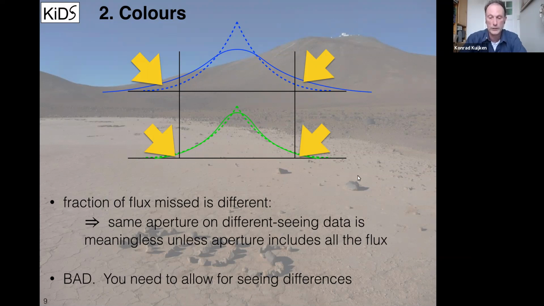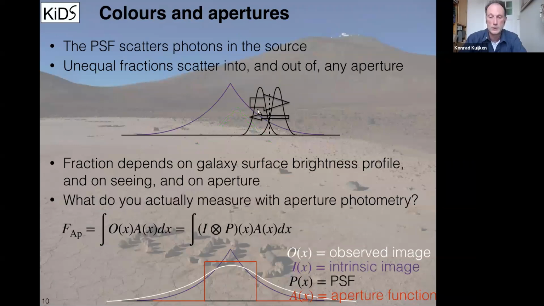So you need to do better. You need to allow for these seeing differences. And the reason is, of course, that the PSF scatters photons, and it scatters them asymmetrically because you have luminosity gradients in a source. So this dotted line here, for example, will see more photons scatter out across it than in across it, because there are more photons here to be scattered out than there are photons here to be scattered in. And again, the scattering fraction depends on the galaxy surface brightness profile, on the PSF, and on where you put this aperture.